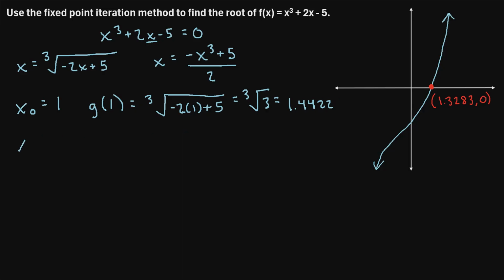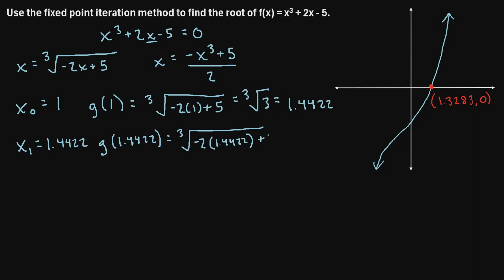Now what we're going to do is take this value and use it as the next x value that we plug in. So we'll say our x1 value is 1.4422. So we're going to plug that value into our g of x equation. So we'll say g of 1.4422 is equal to the cube root of negative 2 times 1.4422 plus 5, and that turns out to be about 1.2837.